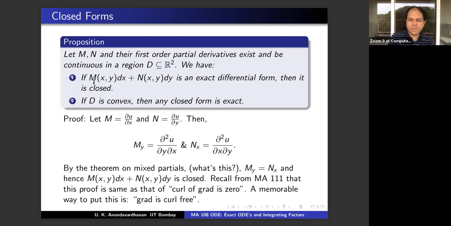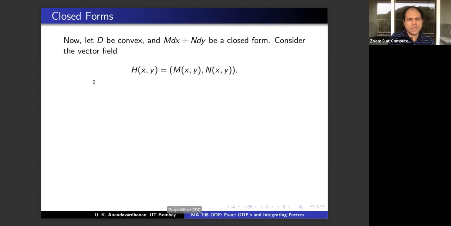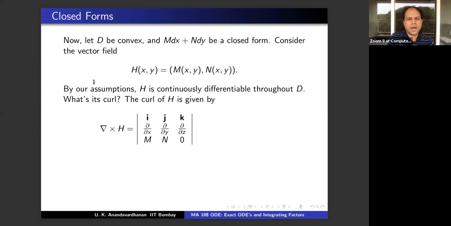There's a way to remember this, that grad is always curl free, and you can ask this question: if something is a closed form, then you know that the curl is 0. You consider this vector field. By definition, it is continuously differentiable, that is given to you. And what is its curl? Curl you can compute. The curl is given by this formula. This is your notation of curl. And this is i j k, right? This was the definition of curl, right?